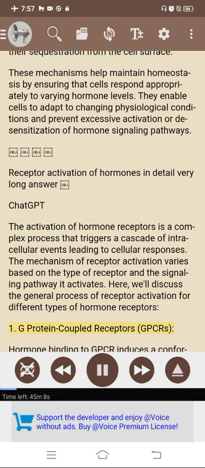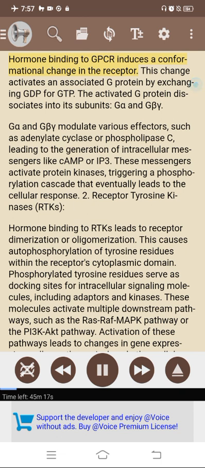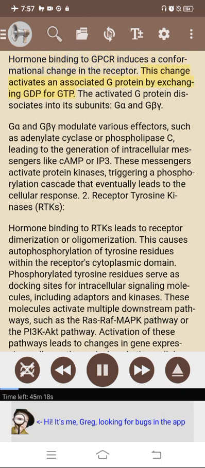1. G-protein coupled receptors (GPCRs). Hormone binding to a GPCR induces a conformational change in the receptor. This change activates an associated G protein by exchanging GDP for GTP. The activated G protein dissociates into its subunits, G-alpha and G-beta-gamma. G-alpha and G-beta-gamma modulate various effectors, such as adenylate cyclase or phospholipase C, leading to the generation of intracellular messengers.